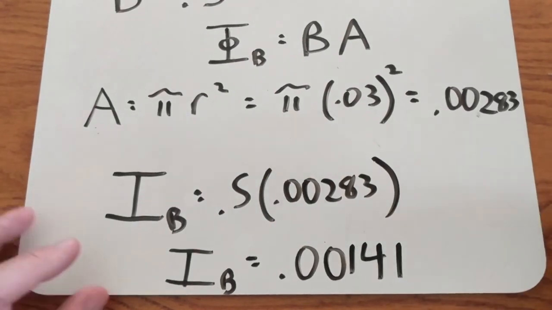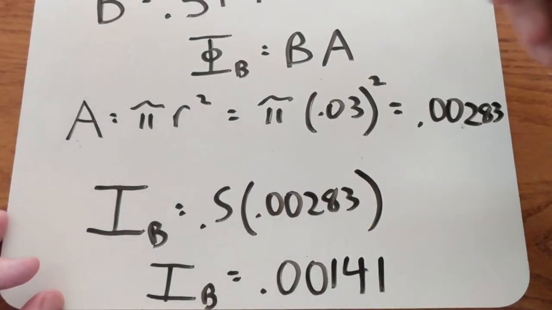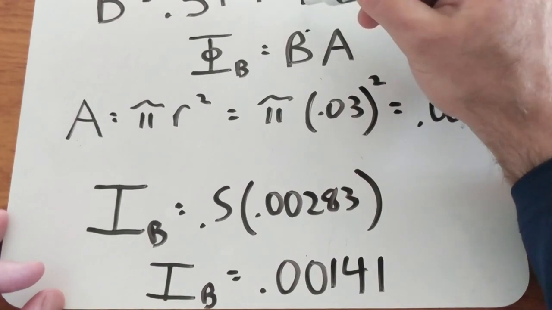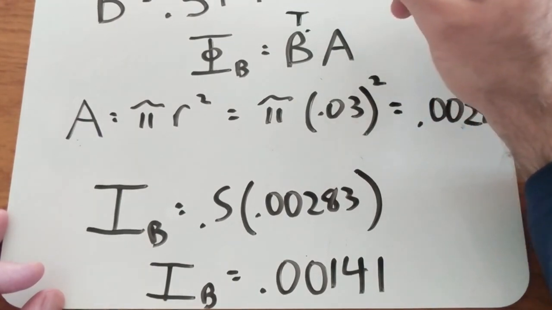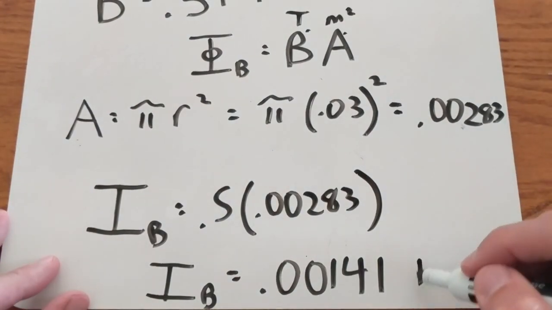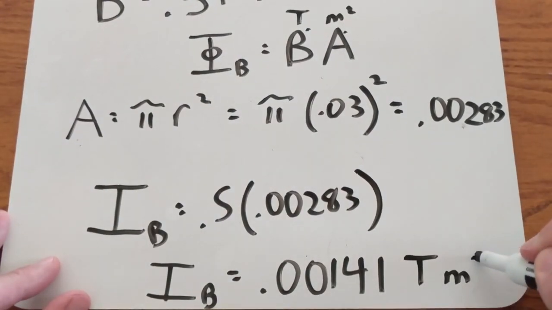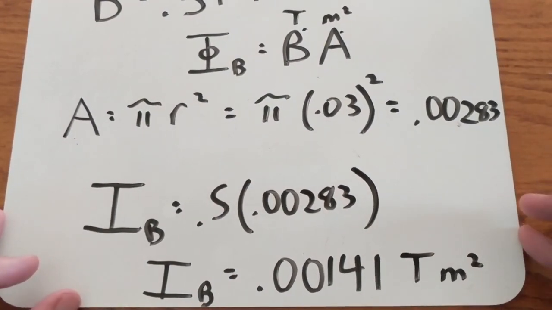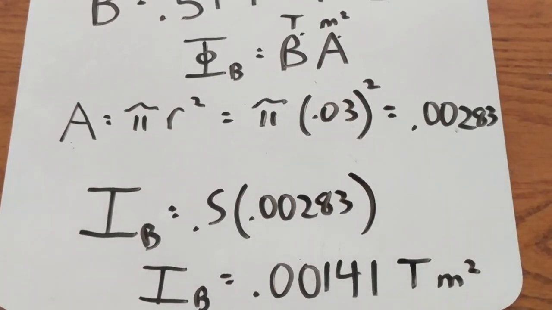0.00141, and now we have to figure out the units. Well, that's pretty easy because we know the magnetic field is in Teslas, and area is always in meters squared, so this is Tesla meter squared. And that's how we calculate magnetic flux.